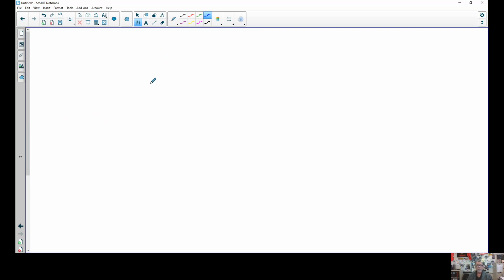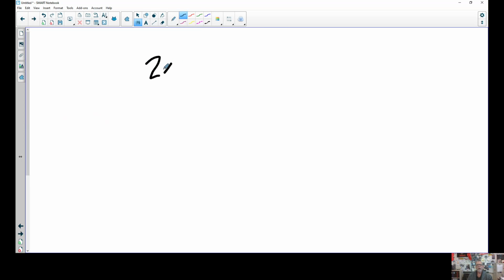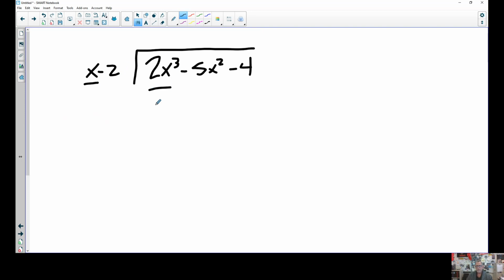If we had, I'm going to go back to black here, 2x cubed minus 5x squared minus 4. And we are going to divide that. I'm just going to set this up right off the bat. We are going to divide this by x minus 2. So if we do that, x minus 2 into this, well, first we look at x into 2x cubed.